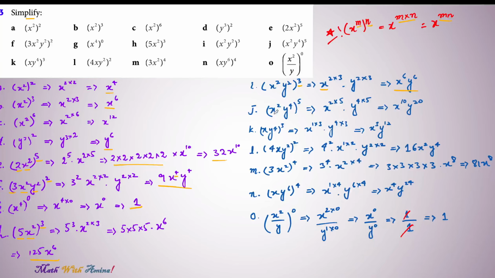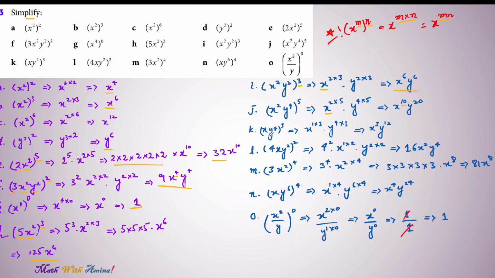Next is also the same, x squared y raised to the power of 4, whole raised to the power of 5. So the power of power rule is applied. We multiply the indices. So 2 multiplied by 5 and 4 multiplied by 5. This way we get x raised to the power of 10 and y raised to the power of 20.